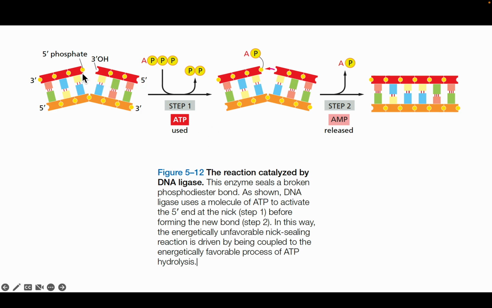So you can see the 5' phosphate and 3' OH you need to make the bond, and while doing so, ATP will be used and will form ADP, and the phosphate will then bind with the OH, and eventually another phosphate will be released and AMP will be released.